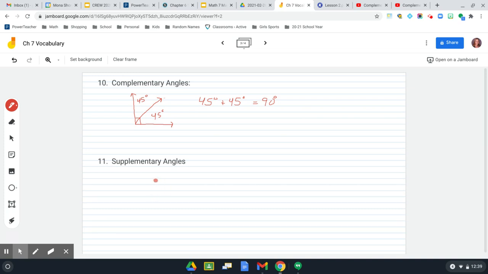Supplementary angles. These are two angles that have a sum of 180 degrees. So essentially, you're going to be able to add those two angles together and it's going to equal 180. Okay, so for a picture, we're going to draw a straight line because a straight line is 180. And now when I split this straight line, I'm going to put a vertex there and I'm going to draw a ray coming out like this.